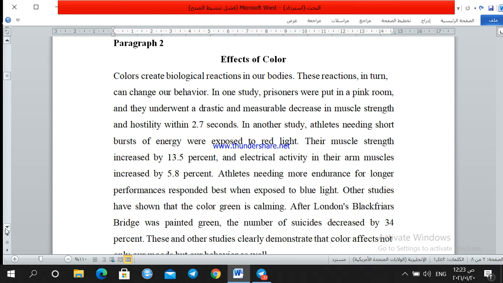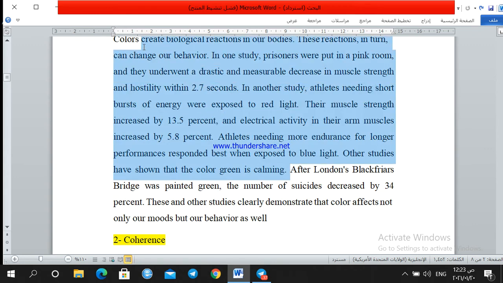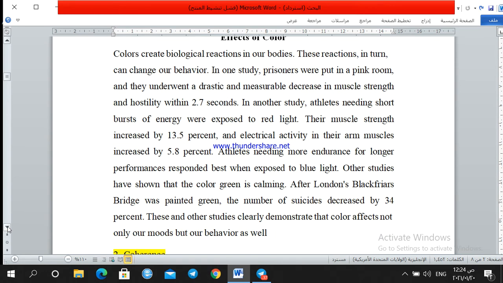Colors create biological reactions in our bodies. These reactions, in turn, can change our behavior. In one study, prisoners were put in a pink room. I'm repeating the same information from the previous paragraph, so all these sentences are repeated. Here we have new sentences. After London's Blackfriars Bridge was painted green, the number of suicides decreased by 3-4%. Those and other studies clearly demonstrate that color affects not only our moods but our behavior as well. So now we have read the two paragraphs, and let's see which one has unity or more unity than the other.